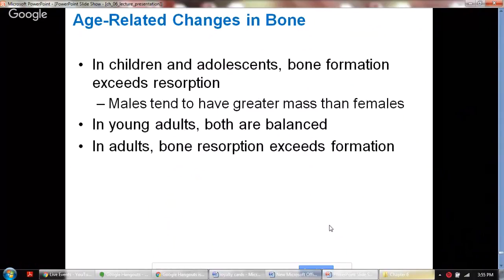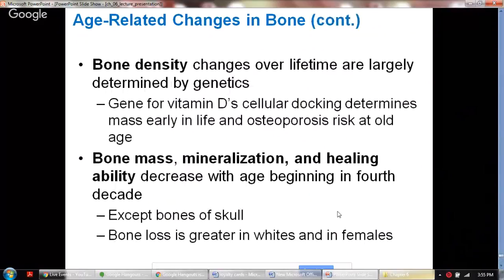But in older adults, bone resorption exceeds formation. So you have to be careful, have to keep your diet including more calcium and so on. Bone density changes over a lifetime and is largely determined by genetics and genes for vitamin D. Cellular docking determines mass early in life and osteoporosis risk at old age. The bone mass, mineralization and healing ability decrease with age, beginning in the fourth decade.